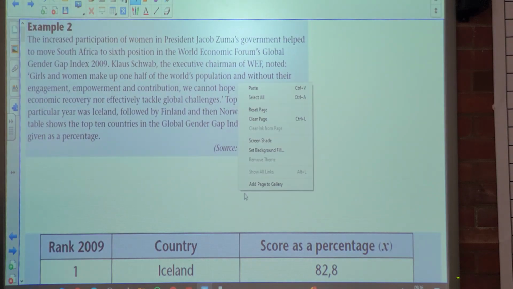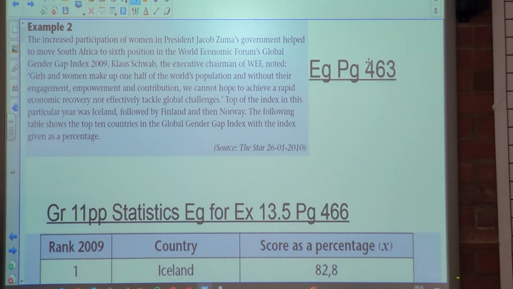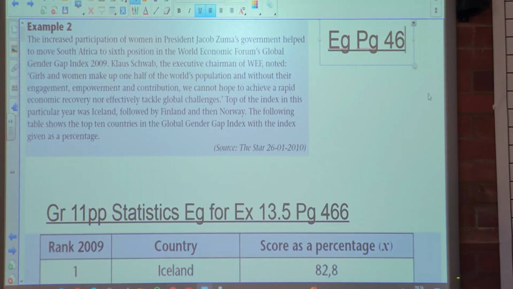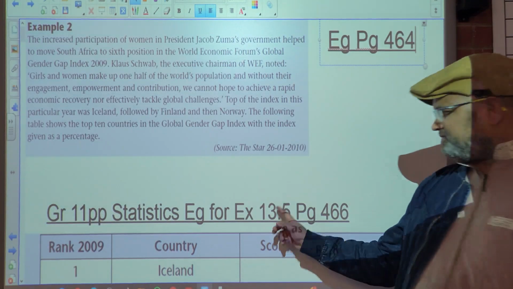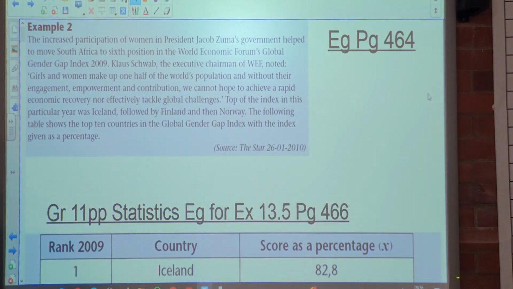Look at example 2. Example 2 is on page 464. So here in example 2, we are told that the increased participation of women in President Zuma's government helped to move South Africa to the 6th position in the World Economic Forum's Global Gender Gap Index of 2009.